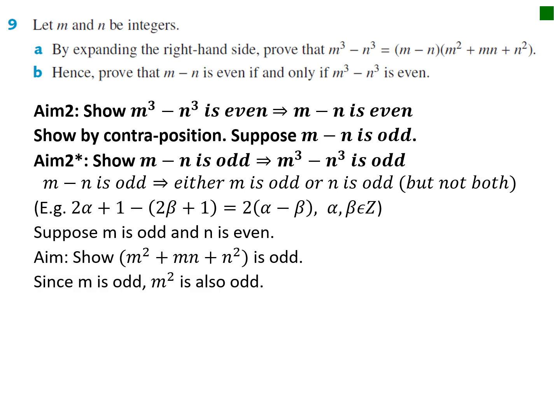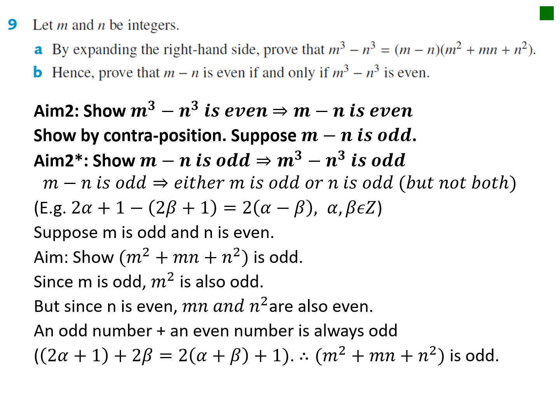Okay, so m is odd. Of course, that means m squared must be odd. Odd times odd is odd. n is even. That means mn and n squared are also even. So at the end of the day, we've got an odd number, m squared, being summed with an even number, mn plus n squared. So if mn is even and n squared is even, then their sum must also be even. That's something we showed earlier.